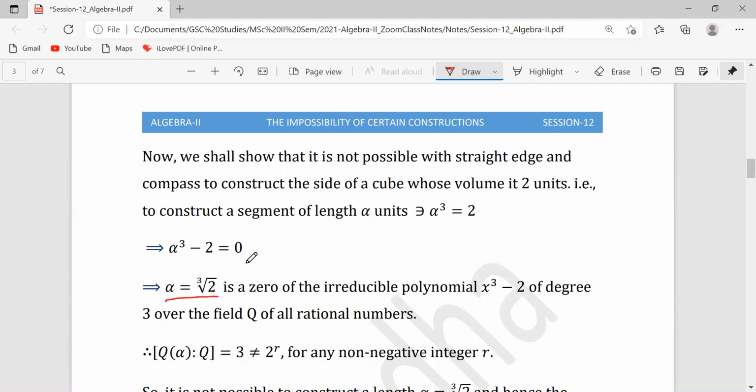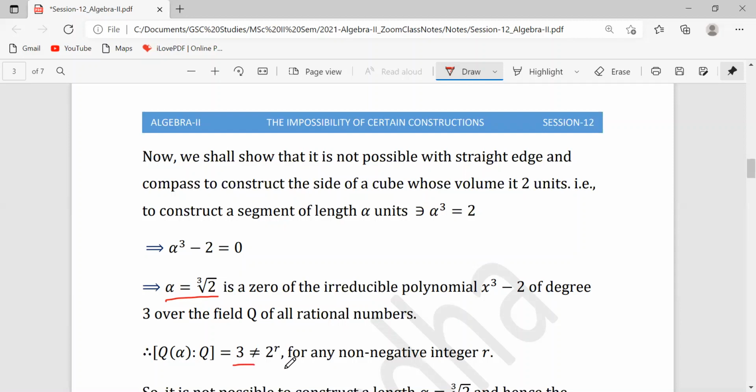And this is the 0 of this cubic polynomial. And this cubic polynomial can be written as x cube minus 2, which is of degree 3. And it is irreducible over the field Q of all rational numbers. Let us adjoin this alpha to Q and obtain Q of alpha. And this Q of alpha over Q has degree equal to 3.